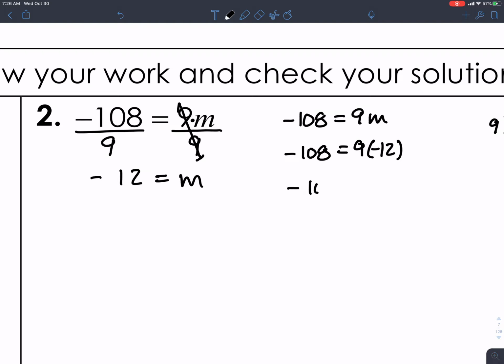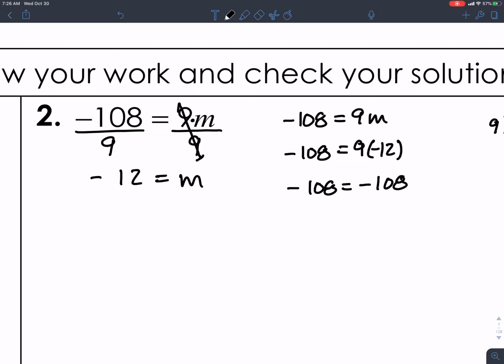Then the negative 108. Notice, the negative 108 never changes. You don't change something just because you feel like you need to change it. Okay, the negative 108 does not change. It stays the same unless you actually do some operation to it to change it. And we're not trying to do that right now. Equal sign stays. 9 times 12, I know that's 108, and it's a positive times a negative.